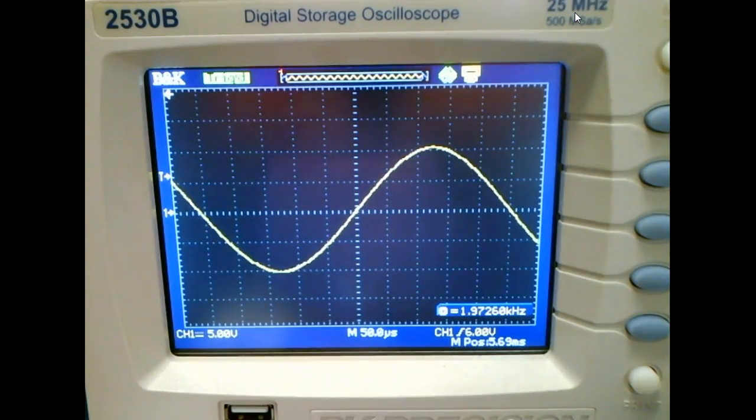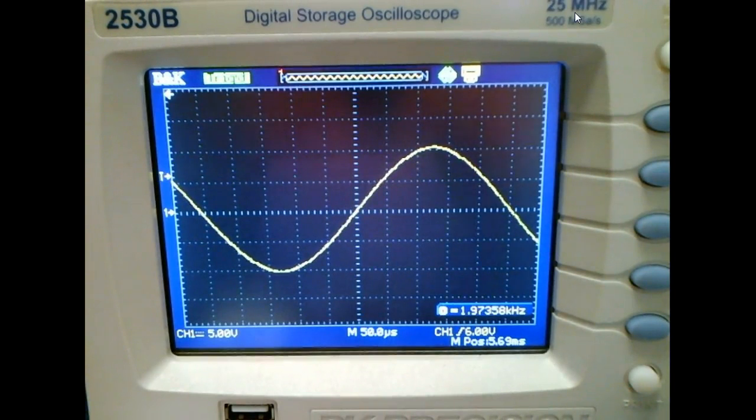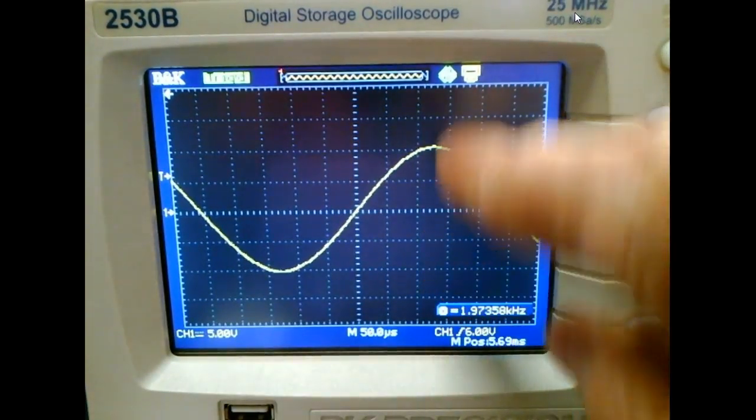20 volts? 10. Well, we got it on how many volts per division? 5. How many divisions do we have? 4. So you're right, that'd be 20 volts, but it'd be 20 volts peak to peak, from peak to peak. So in general, when I ask for volts, it's talking about peak to peak. Peak to peak.